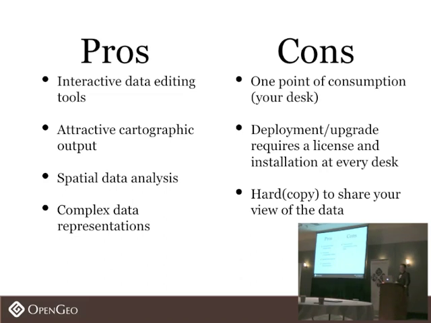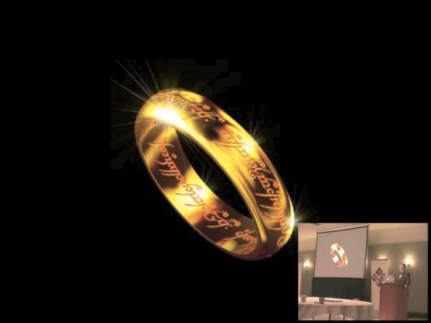There's only one point of consumption, at your desk. The deployment and upgrade requires a license and installation at every desk. And it's really hard to share your view of the data without handing around pieces of paper. It's a big, complex lump of software. And it trains us to think that GIS is the one tool to rule them all. That's kind of weird, right? Even on the desktop, we use different tools for graphic design, like InDesign. For data query, we use Access. Maybe for data analysis, we might use Excel. We use different tools for different things. So why do we only use one tool when we're working with maps?